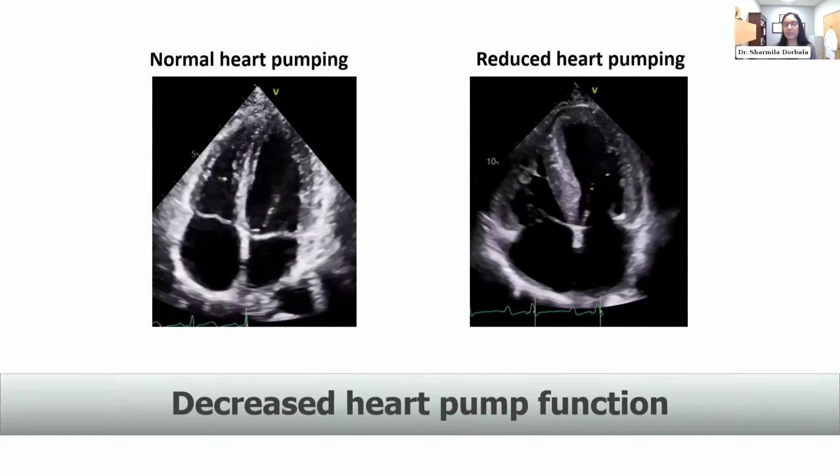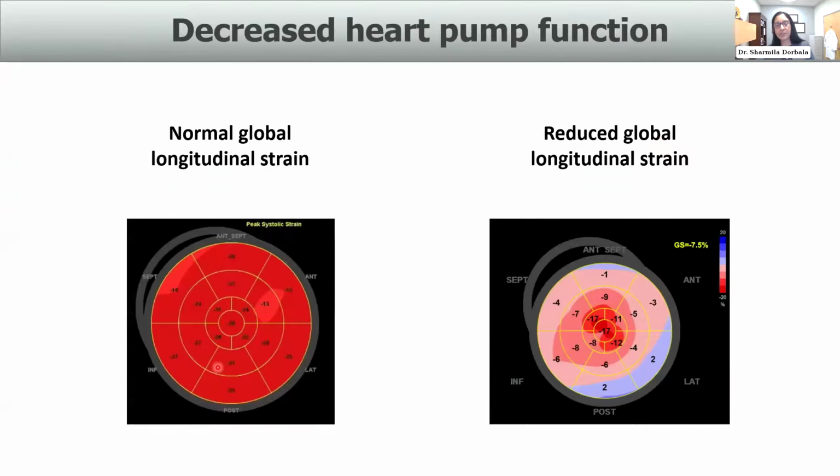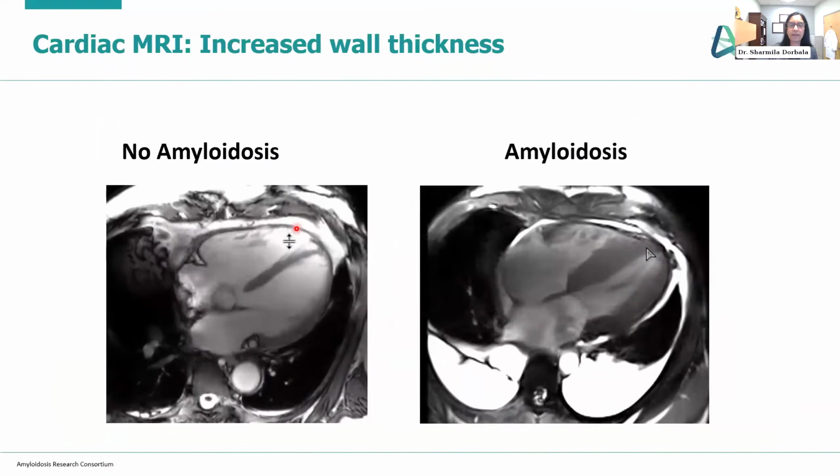So that can be measured with something called global longitudinal strain. And global longitudinal strain, normal, would look something like this, with a lot of longitudinal movement. And in amyloid, you see that the apical segments of the heart move well, but the mid and basal segments do not move well. And global longitudinal strain is reduced in a characteristic fashion in amyloid.